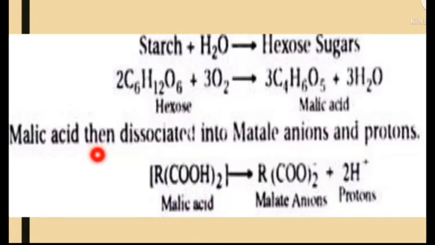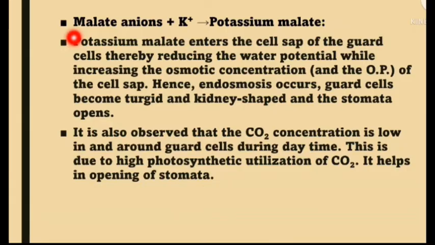In this image, we can see starch, when combined with water, is converted into hexose sugar. Now this is converted into malic acid. Now malic acid then dissociates into malate anion and protons. Now these protons get exchanged with potassium ions. Malate anions when combined with potassium ion form potassium malate.